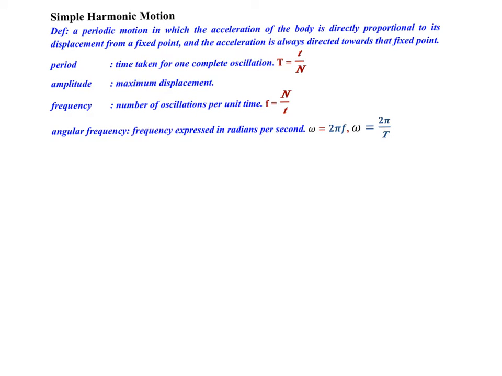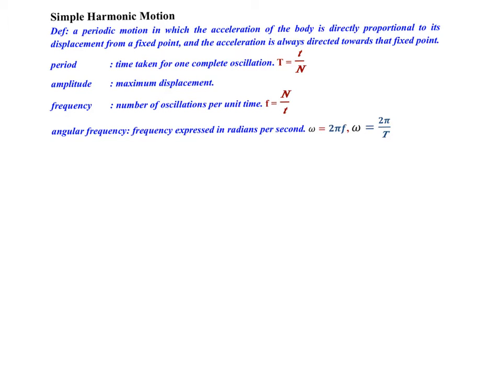So that's the first important part. In simple harmonic motion, the acceleration must be directly proportional to its displacement from a fixed point. That means the further away from the fixed point, the bigger the acceleration. And the second part: the acceleration is always directed towards that point. Meaning to say, wherever the object is moving, the acceleration must point back to the fixed point. And the fixed point is also called the equilibrium position, or the middle.